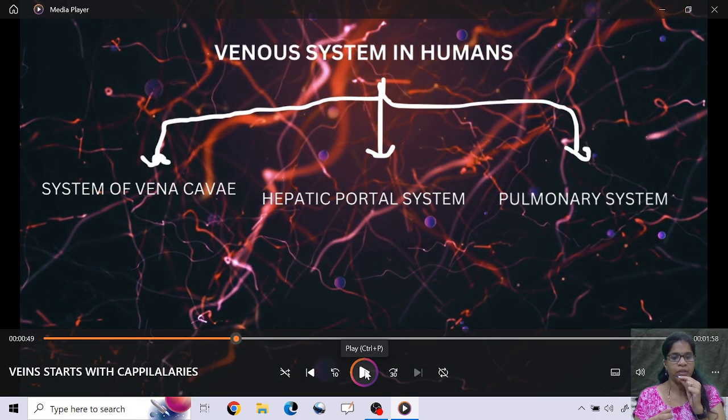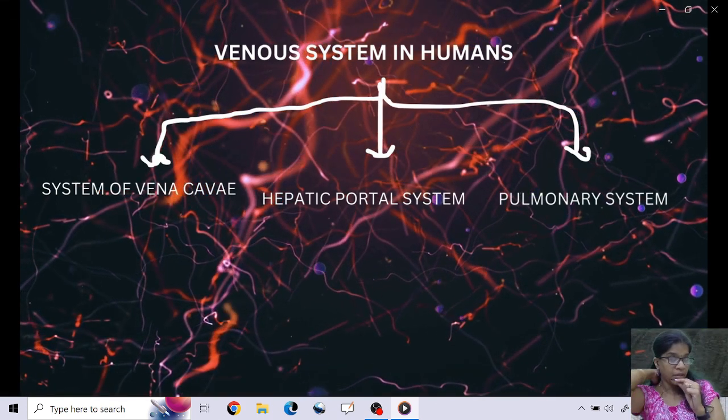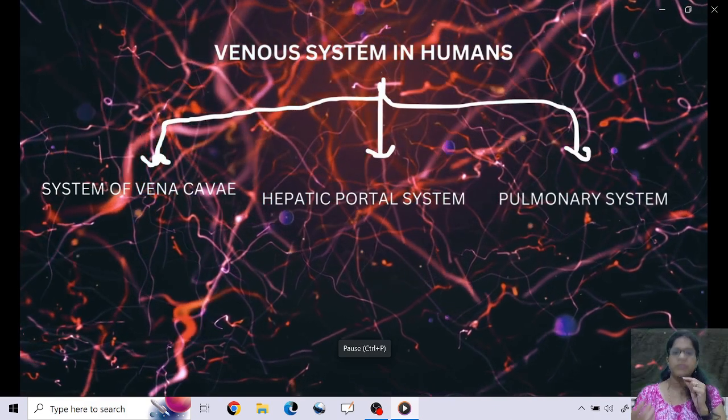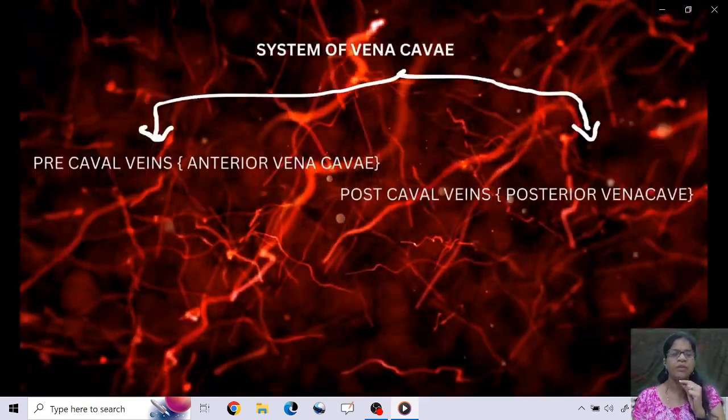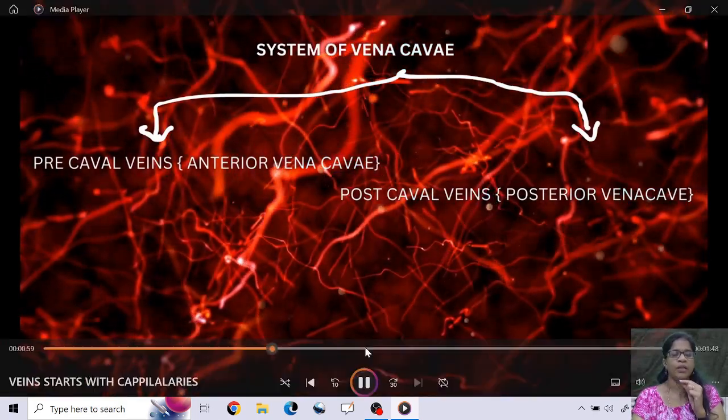They are the system of vena cava, the hepatic portal system, and the pulmonary system. Now let's go into detail about the vena cava system, the hepatic portal system, and the pulmonary system. The vena cava system is again divided into the precaval veins and the postcaval veins. You should be well aware of what precaval and postcaval are, right? So let's talk about the system of vena cava.